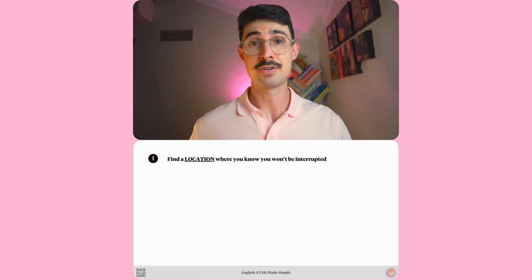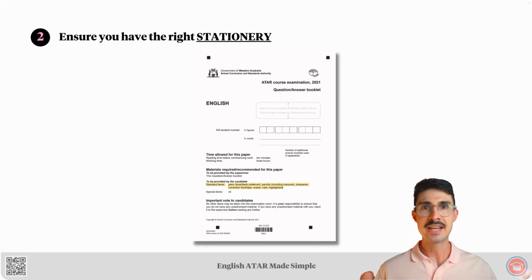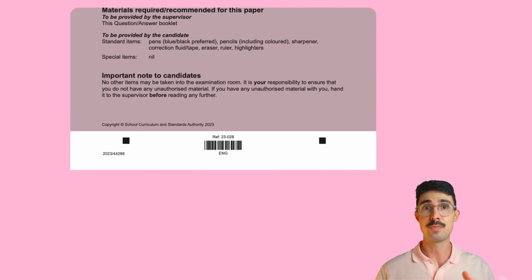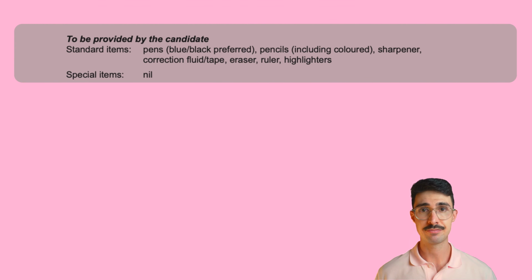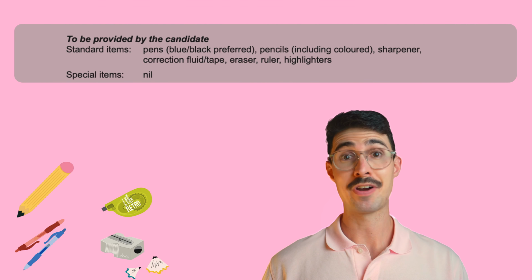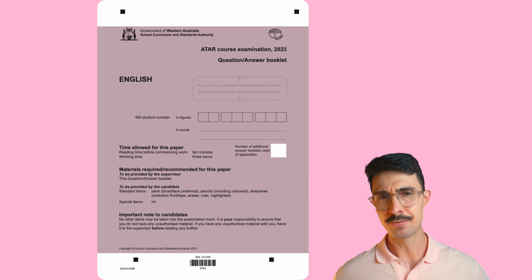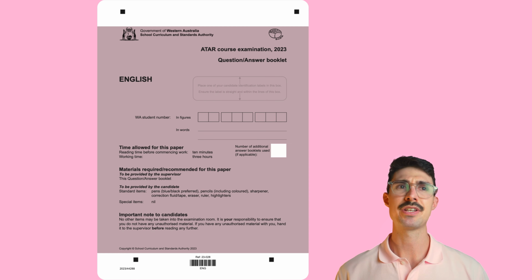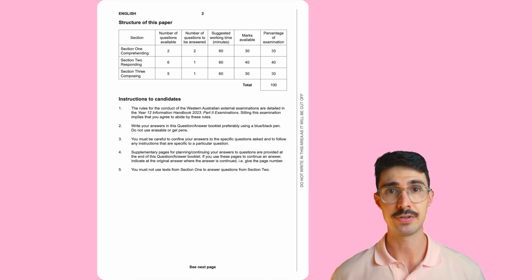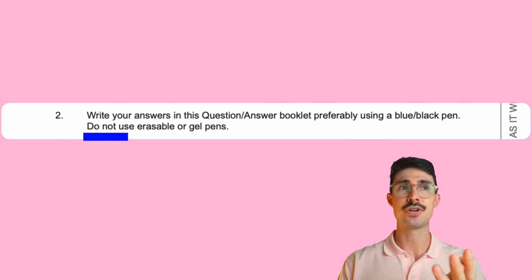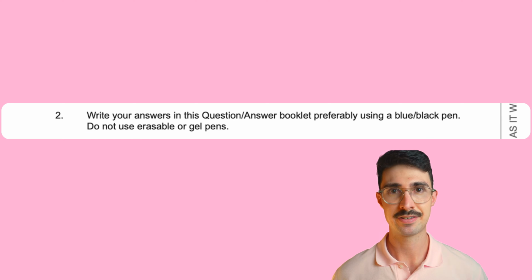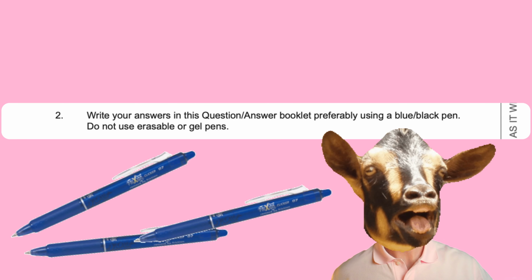Guideline number 2, stationery. Note the standard items or things that you can bring into the exam. This is what will be on the front cover of your exam booklet. Pens, pencils, sharpener, correction fluid or tape, eraser, ruler, highlighters. There shouldn't be any surprises there, but I do want to address what is on the second page of the exam booklet. This second point reads, do not use erasable or gel pens. I know erasable pens are the GOAT, but heed this lesson.